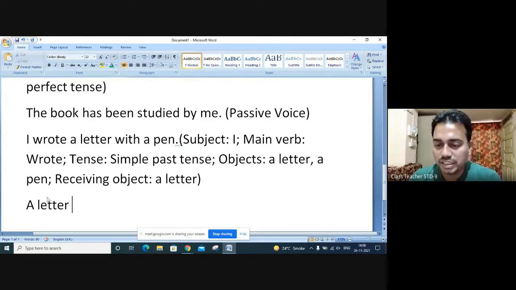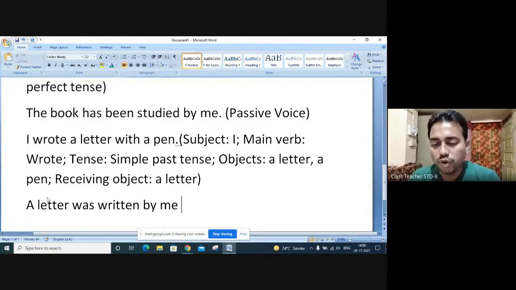Now, simple past tense is the tense of the sentence. So, helping verb will be was. And main verb is wrote, so it will be in the V3 form now, written. Okay. A letter was written. Who wrote the letter? I wrote the letter. So it will be by me. Okay. What will happen to the non-receiving object? It will remain there. It will remain there with a pen.